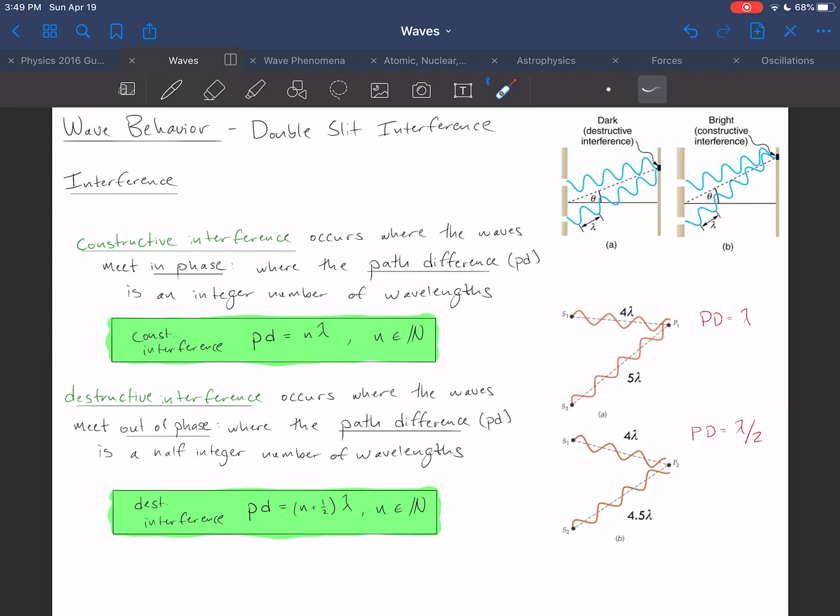We can formalize this a little bit and give a more broad definition of constructive and destructive interference than we had before. We say that constructive interference occurs where the waves, in this case traveling waves, meet in phase, and in particular where the path difference is an integer number of wavelengths. Path difference, PD, is the difference in the lengths of the paths traveled by the different waves.